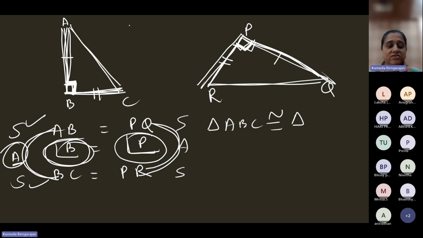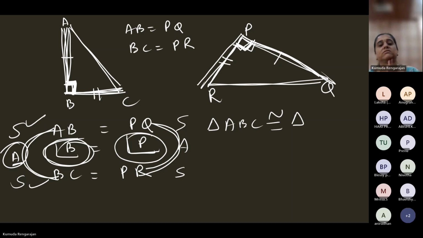Yeah, so which are the two equalities, children, here? AB is equal to PQ, and then BC is equal to PR. Now, which one will you change here? AB, BC, correct. Then here, PQ, PR. Which one will you alter? You will write what as what? So A is equal to Q, B is equal to P.